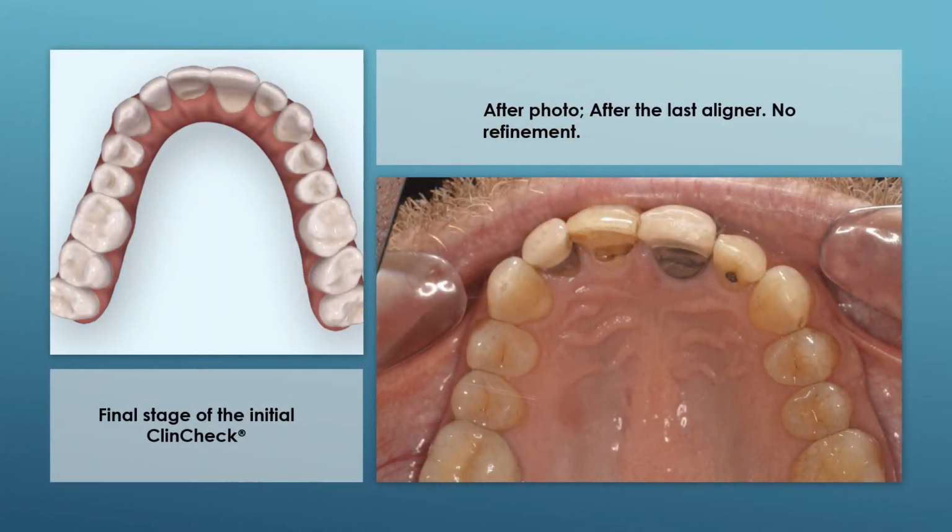This slide compares the proposed outcome, which is the final stage of the initial ClinCheck, stage 37, on the upper left image, to the actual outcome, which is the after photo you see. Note how closely the after photo compares to the ClinCheck.